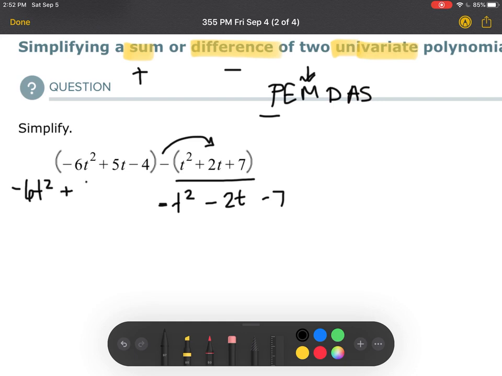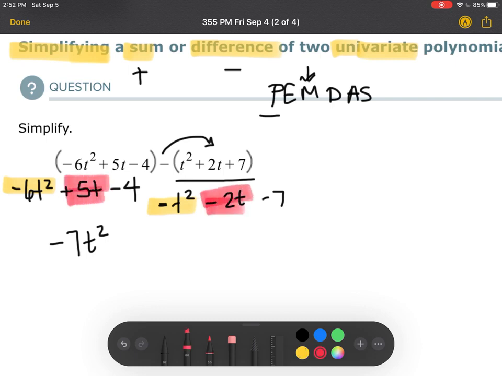So I now have negative 6t squared plus 5t minus 4. Okay, so keeping that in mind, we're going to start the simplifying part of this question. So I have negative 6t squared, and I can only combine that with a t squared. So I have negative 6 minus 1 is negative 7, because technically that's a 1, negative 7t squared. Okay, and then I have 5t and negative 2t, and these are the same because it's just t, right? It's not t squared like these guys. So 5t minus 2t is 3t. Okay, and then my last guys are just numbers, negative 4 and negative 7, and together those are negative 11.